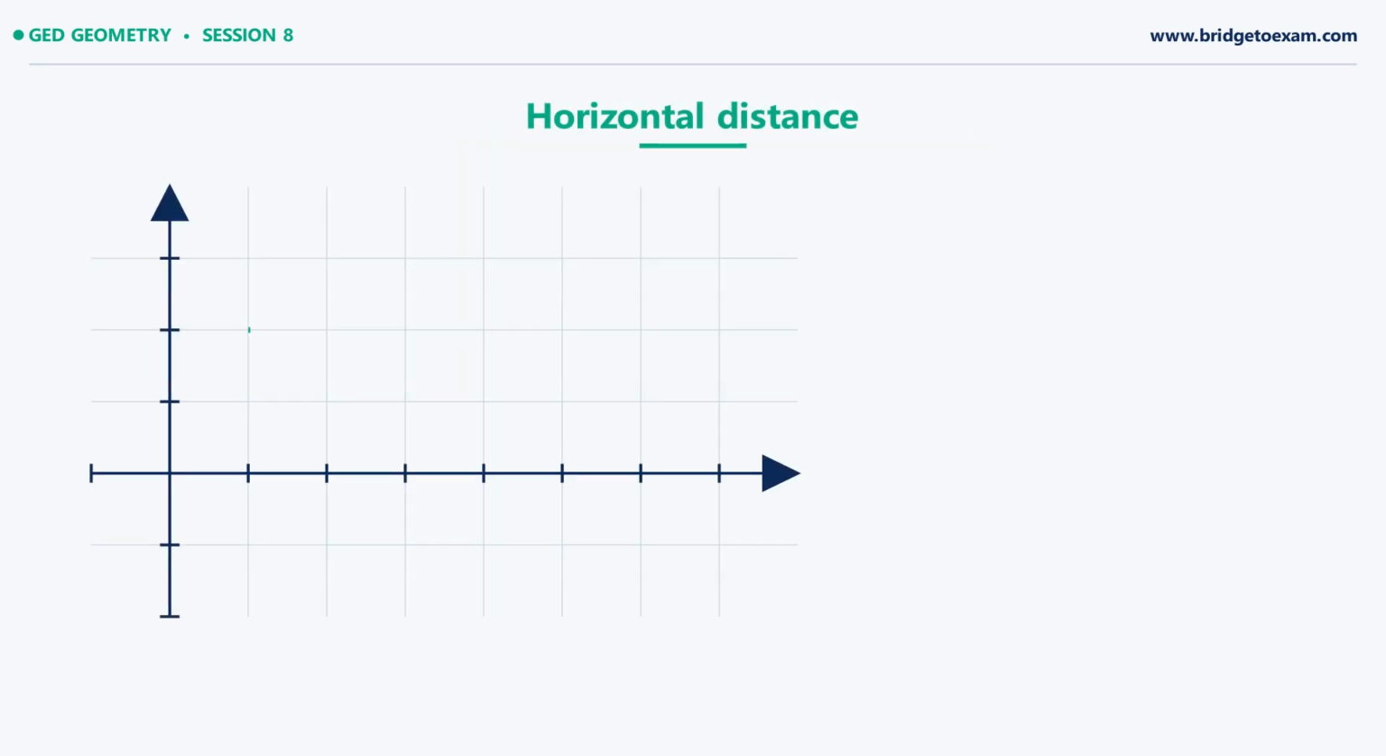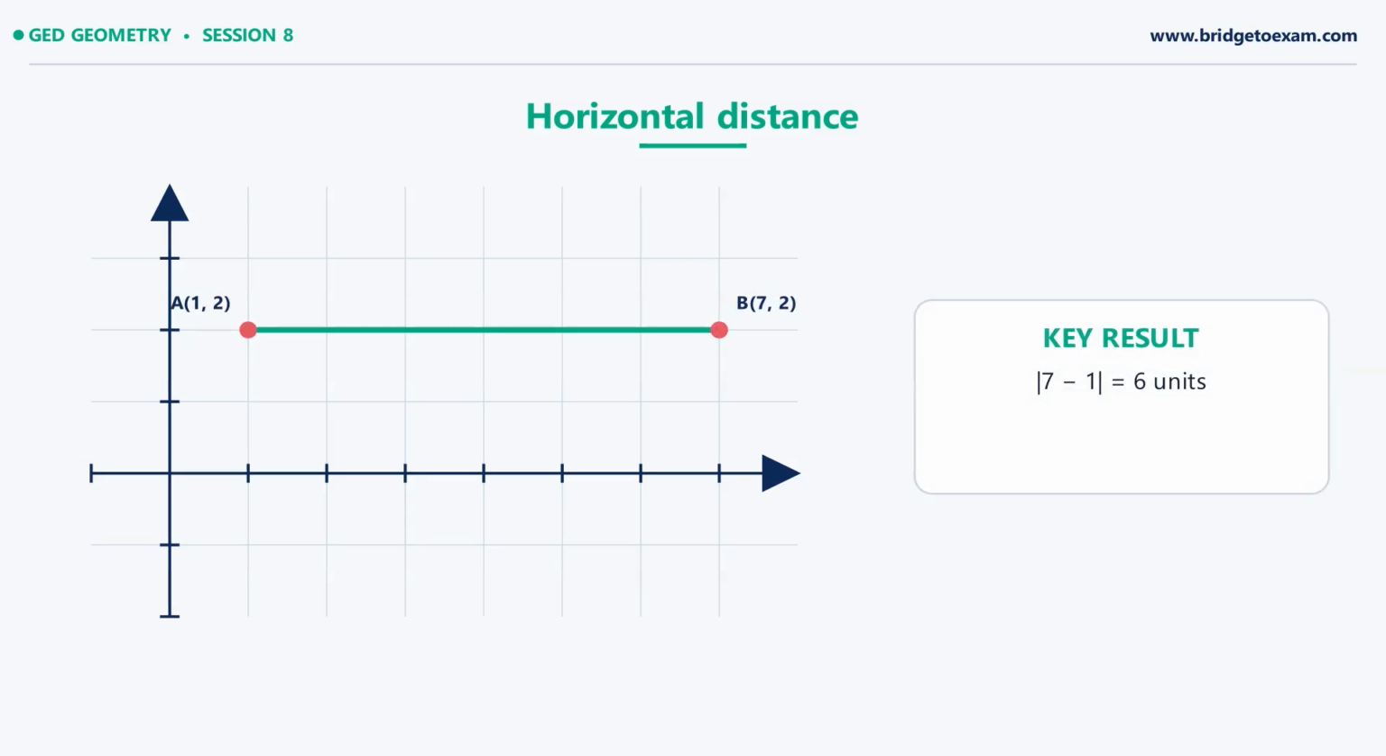From (1, 2) to (7, 2), the y values match. Subtract the x values. The absolute value of 7 minus 1 is 6. There are 6 spaces between the points. Counting grid dots instead of spaces would give the wrong result.